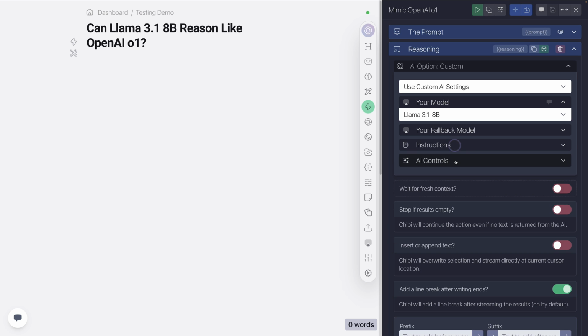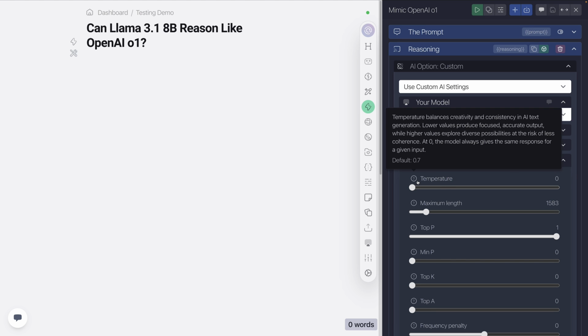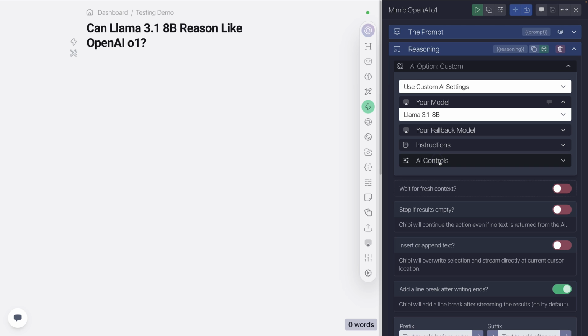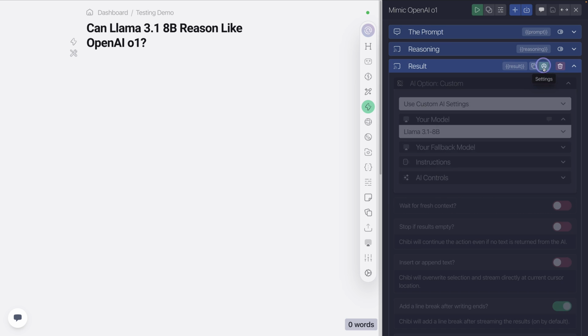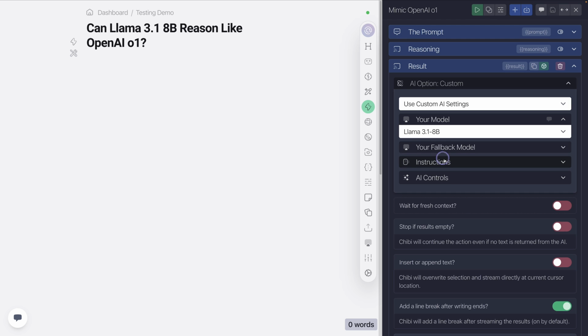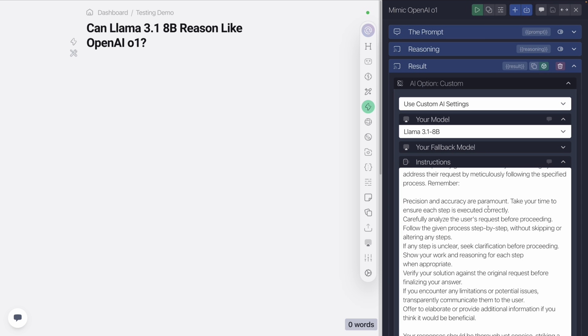And real quick, I'll show you the AI controls: temperature 0. We're just making sure that it's following everything precisely, and we don't have any sort of creativity leaking into it. Then in the result step, same thing, Llama 8B. Our instructions are essentially to get it to follow the reasoning that comes from the reasoning step. We just want to make sure that it does that.